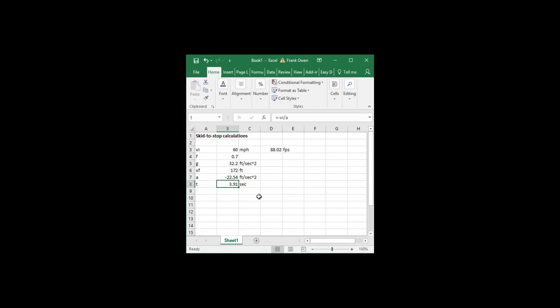So that's how you do the calculations that we had previously worked out in variable form and also numerically. I recommend doing them in Excel.